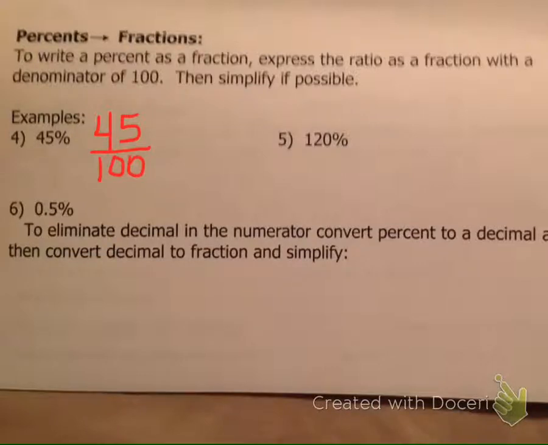And 45 and 100, you know that's divisible by 5 because you have a 5 and a 0. 5 goes into 45 9 times. 5 goes into 100, oops, not 50, sorry, 20 times. 9/20.